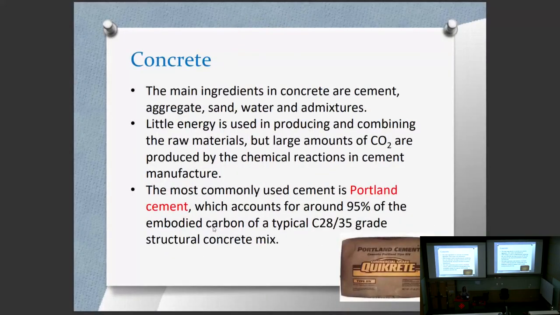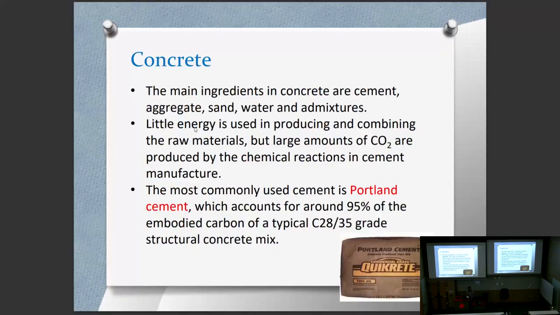But okay, the major carbon emissions due to the use of concrete come from cement. The main ingredients include cement, and also the sand, water, and mixture. So these are not a problem. The cement is the major contribution of carbon dioxide.